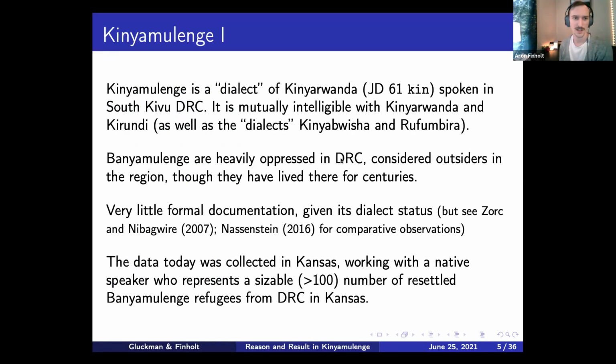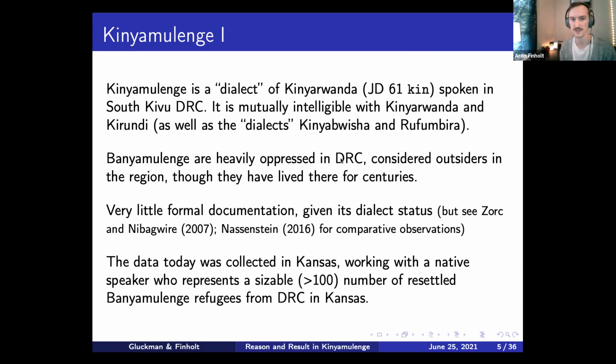Okay, so Kinyamulenge is a dialect, quote unquote, of Kinyarwanda that's spoken in South Kivu, the Democratic Republic of Congo. It's mutually intelligible with Kinyarwanda and Kirundi, as well as Kinyabwisha and Rufumbira, though, of course, its status as a dialect is controversial. It is also reported as a distinct language in and of itself. And so it is worth noting in this context that the speakers of Kinyamulenge, the Banyamulenge, are heavily oppressed in South Kivu, and are considered outsiders in the region despite having lived there for centuries.